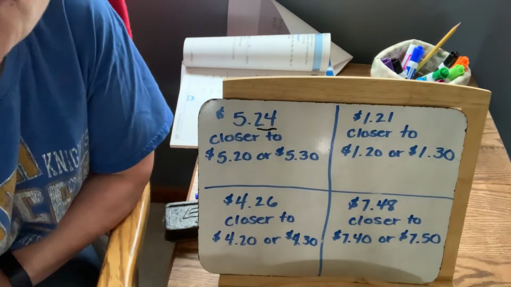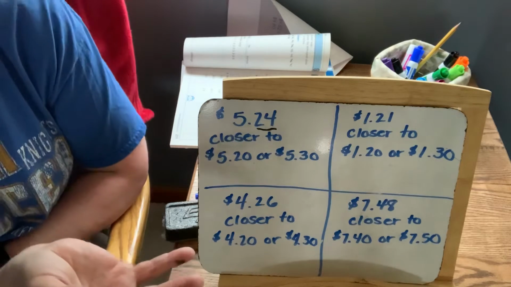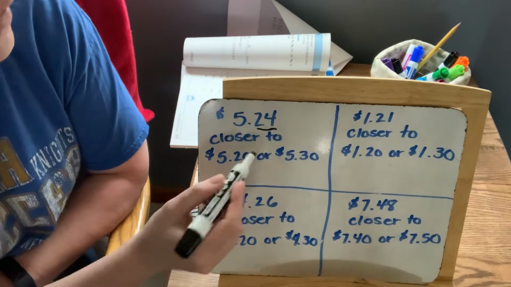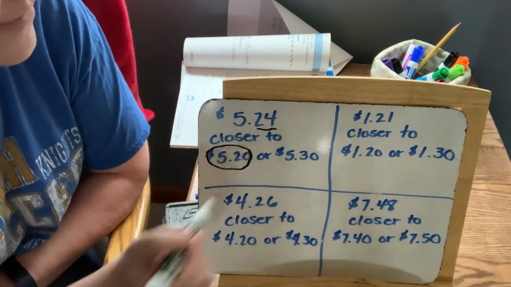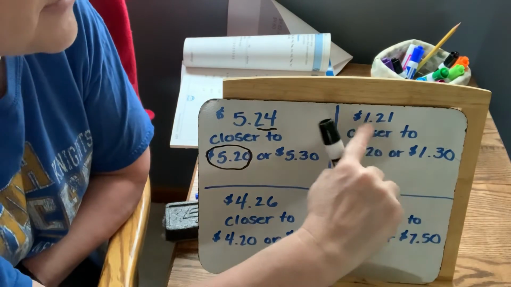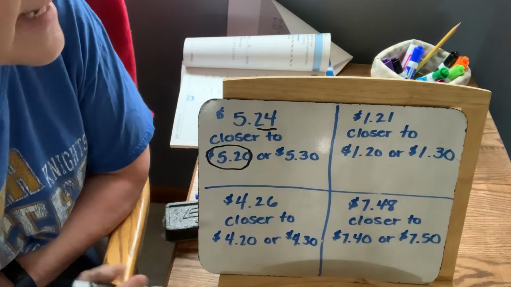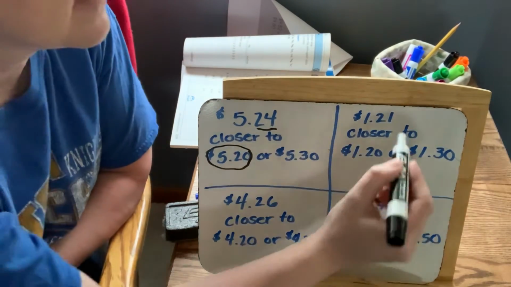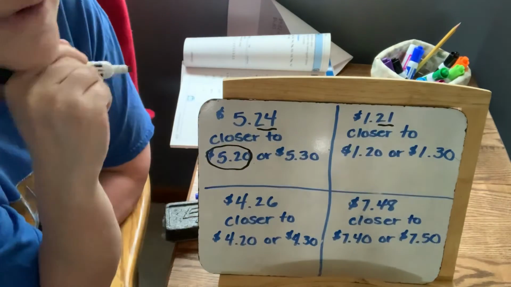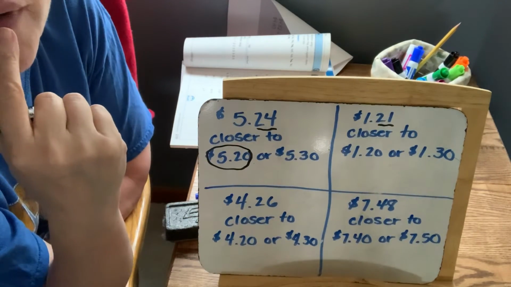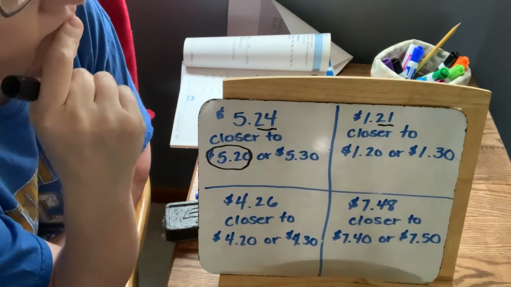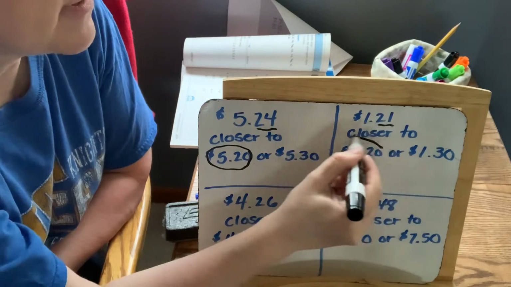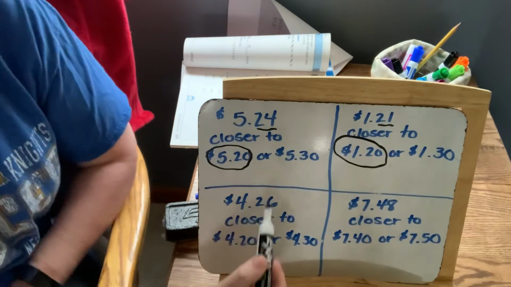So look at that 24 and think about, where would I round that? And hopefully you said $5.20. Number 2, $1.21. Is it closer to $1.20 or $1.30? So looking at that 21, what would that 21 be closer to if you were going to round or estimate it? $1.20. Great. Okay, we have 2 more.